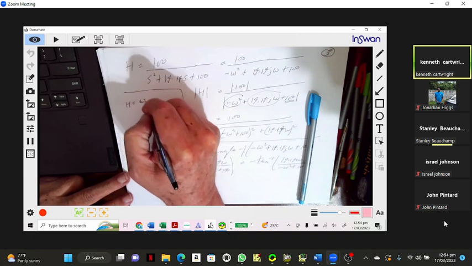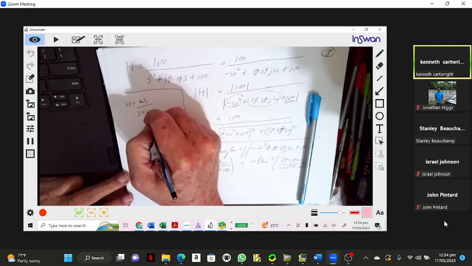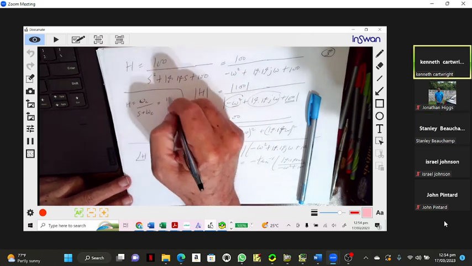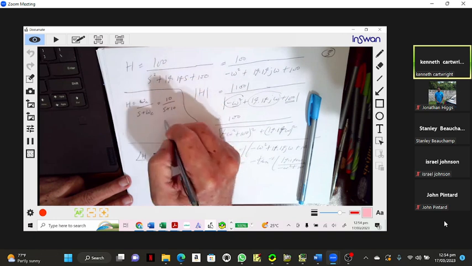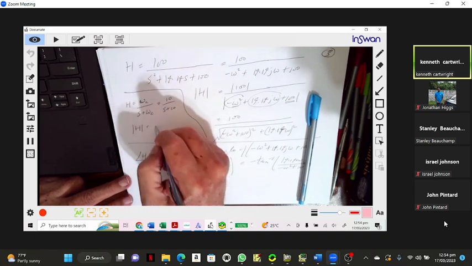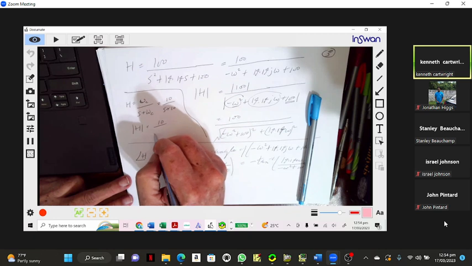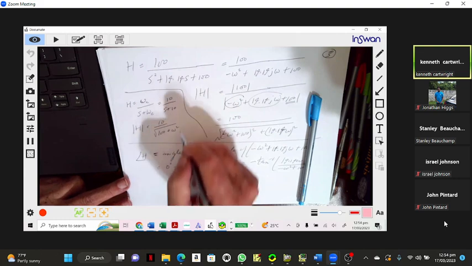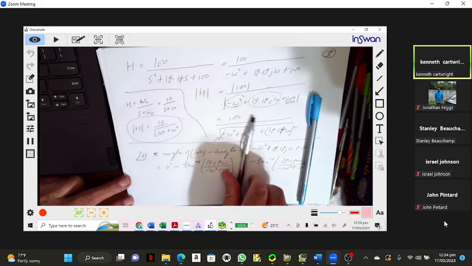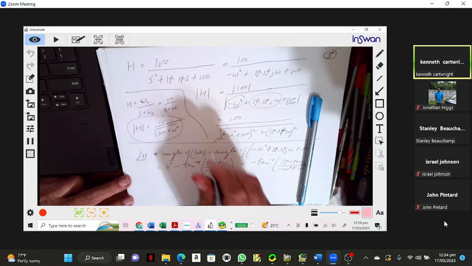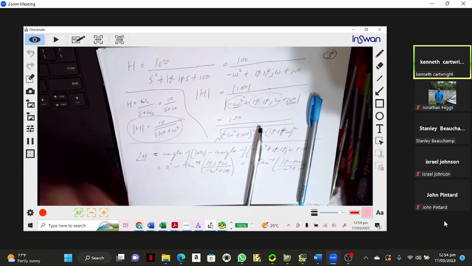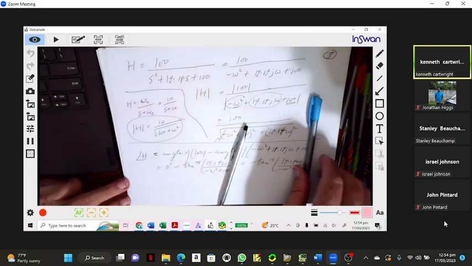H equals omega C over S plus omega C. That's H for first order. So that's 10 divided by S plus 10. So the magnitude of H is the magnitude of the top, 10, divided by the magnitude of the bottom, square root of 100 plus omega squared. Why y'all can't do that? This is the first order, and this is the second order.